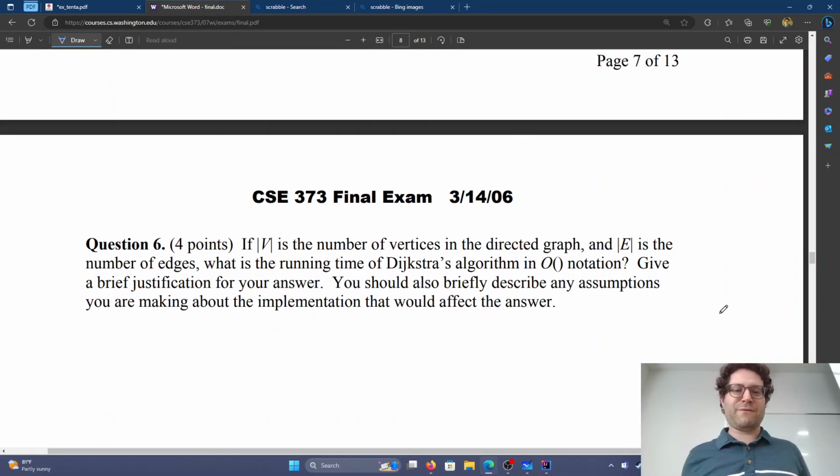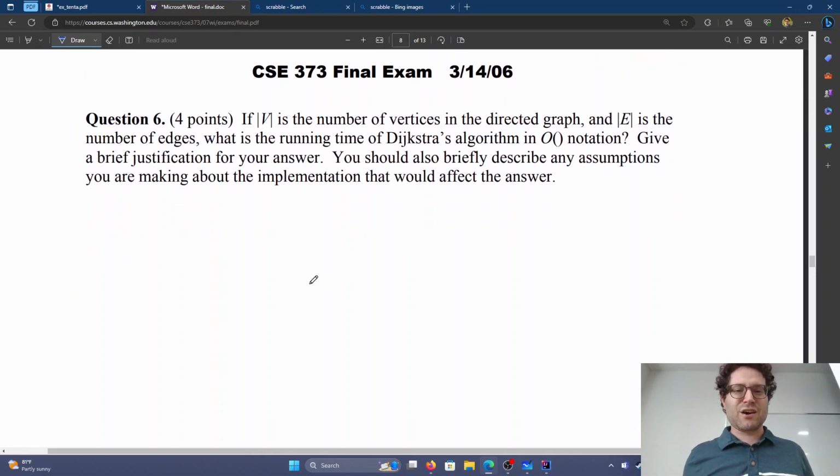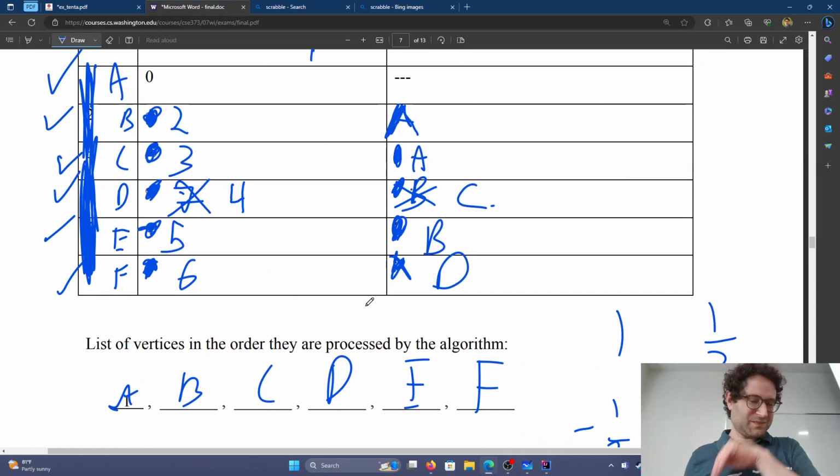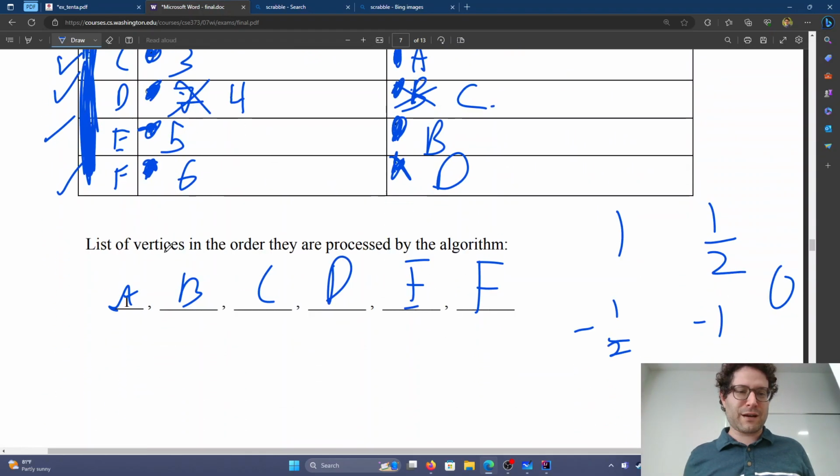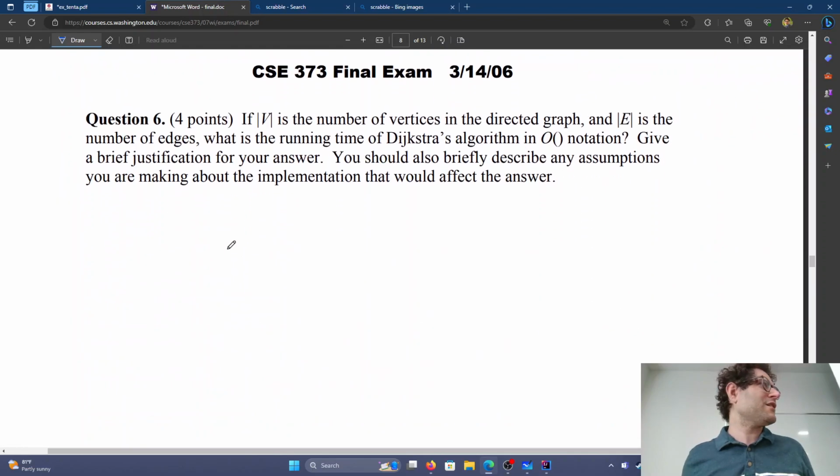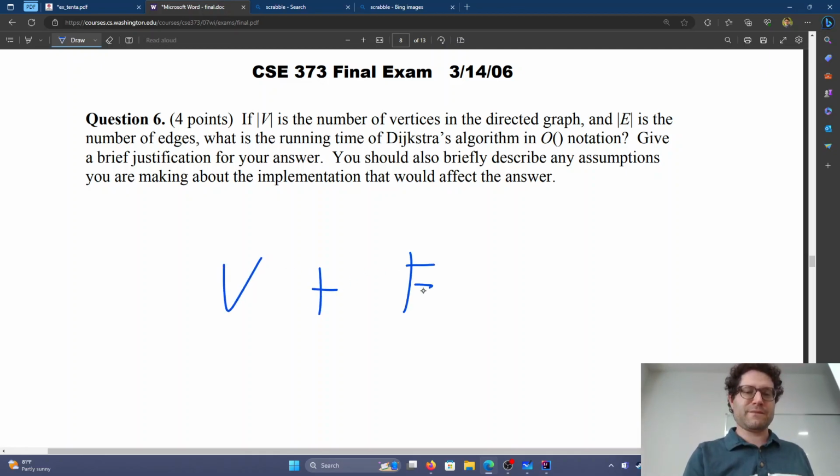All right, if V is the number of vertices in a directed graph and E is the number of edges, what is the running time of the algorithm in big O notation? So we have to go over, this one's actually pretty interesting. We have to go over every node and every edge, right? So is it V plus E?